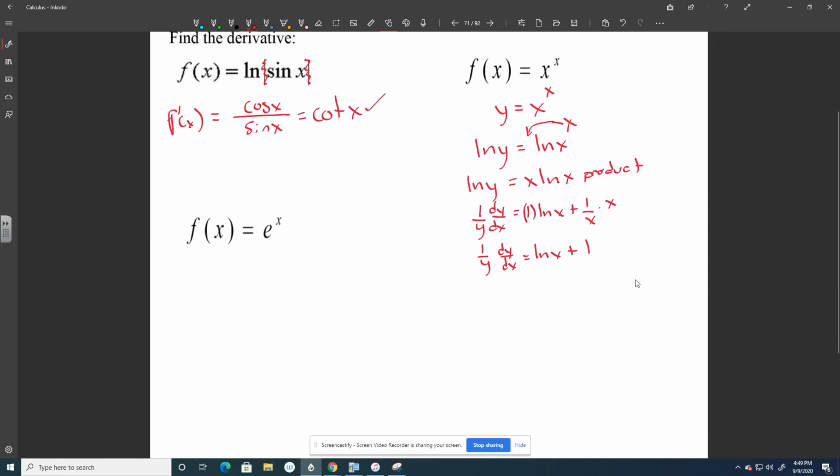So dealing with that 1 over y, because I don't want 1 over y. I want just the derivative dy dx. So I need to get rid of 1 over y. So what I'm going to do is multiply both sides by y. So over here, those cancel, and I'm left with dy dx is equal to, yeah, let's go ahead and distribute that y. So we end up with y natural log of x plus y.